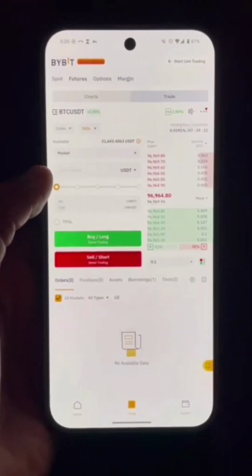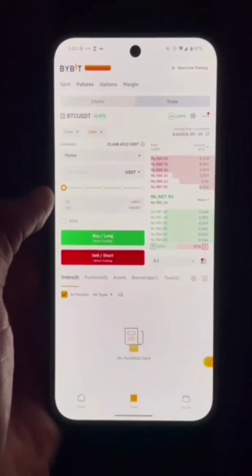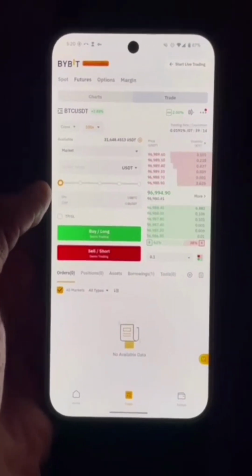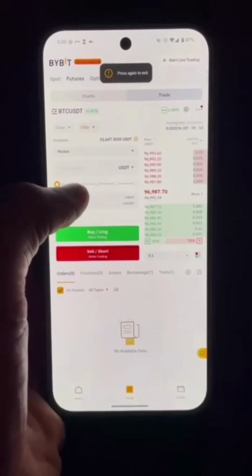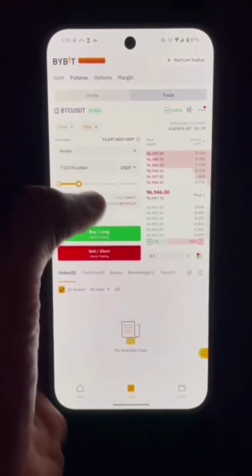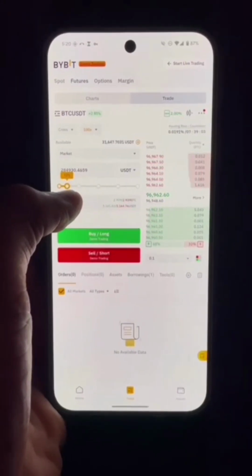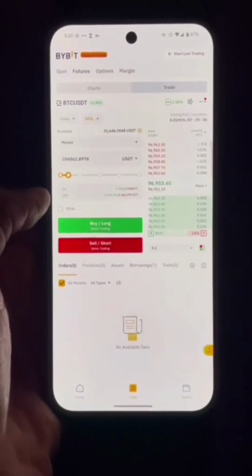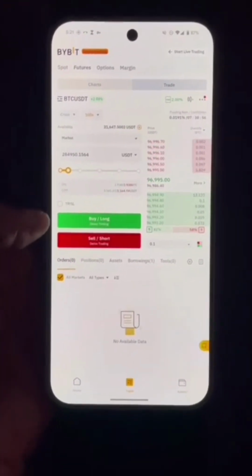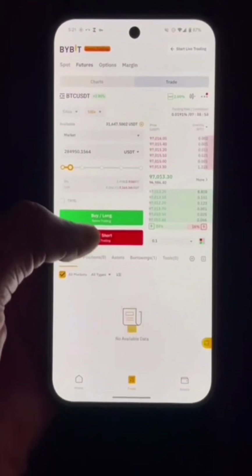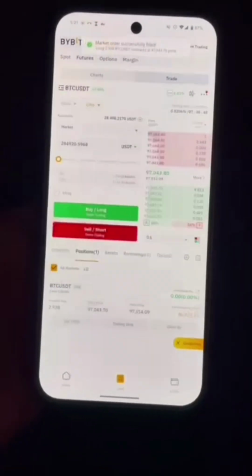So let's say on your unified trading you have this balance. Maybe you have $100 in your unified trading account and you want to use 10% of it to trade. You are going to drag this slider to where it says 10%. So this is what we mean by 10%. That is why, even if we make a loss, we don't care, because we use 10% of our capital per trade.